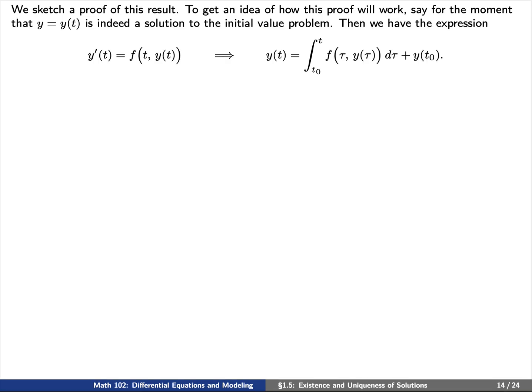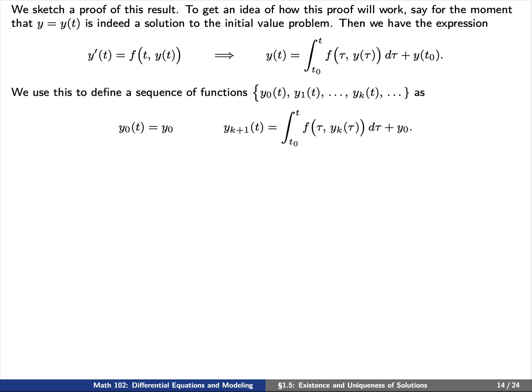Now, let's give a proof of this result that we're calling the existence and uniqueness theorem. The idea of this proof will be to use the following identity. First, let's say for the moment that y of t is indeed a solution to the initial value problem. Then this means that y prime of t is f evaluated at t, comma, y of t. Let's take this expression and simply integrate both sides. Then we'll see that y of t equals the integral from t0 to t, f evaluated at tau, comma, y of tau d tau, plus some constant y evaluated at t0.